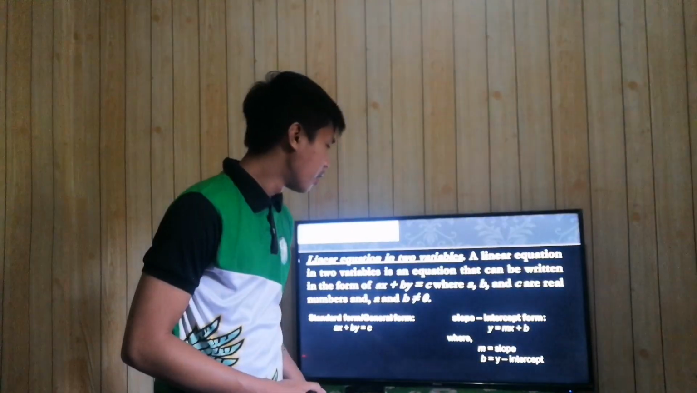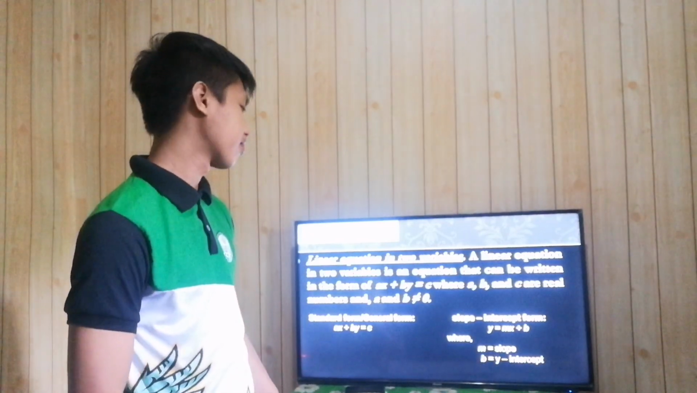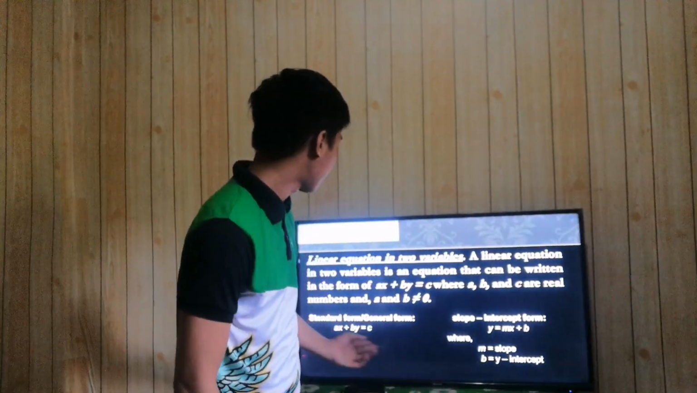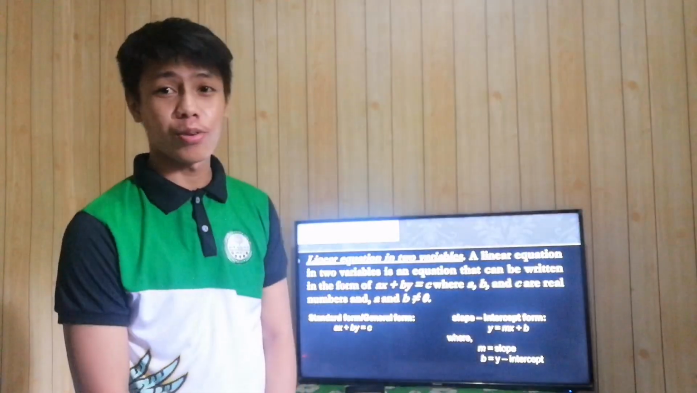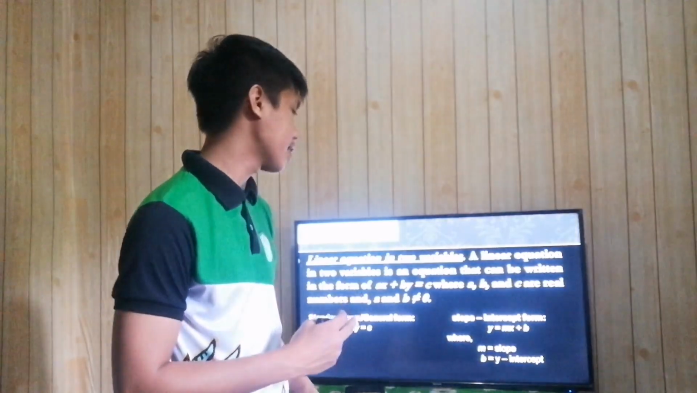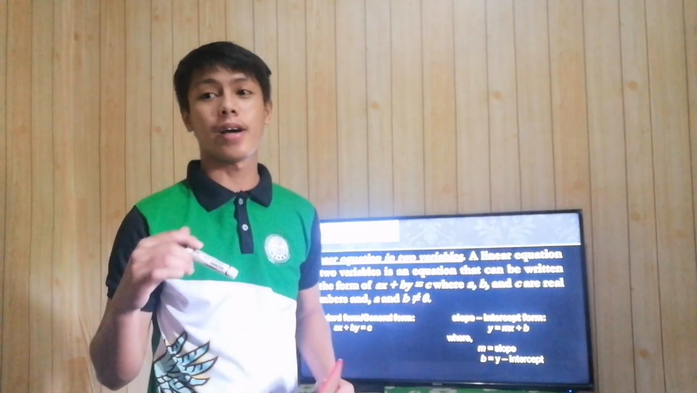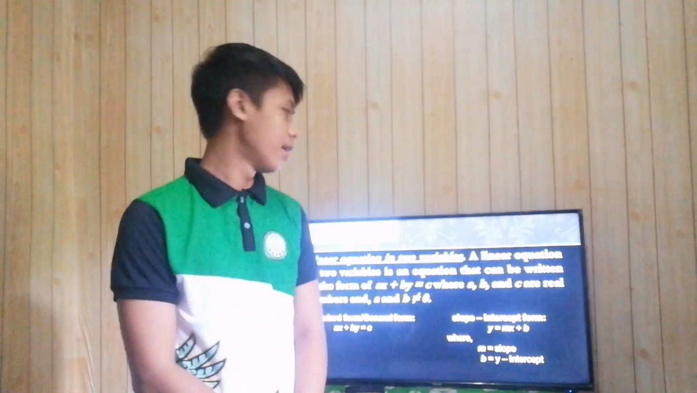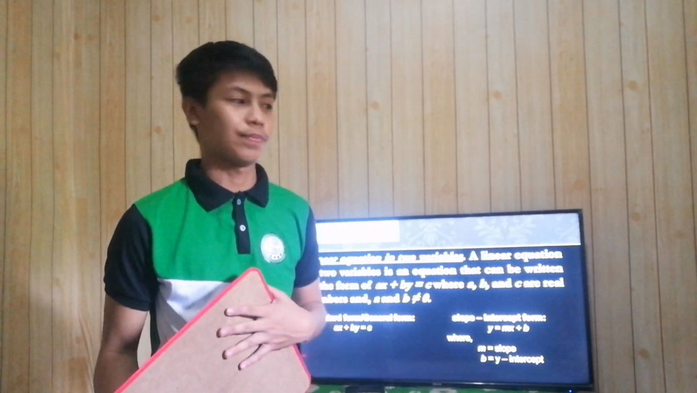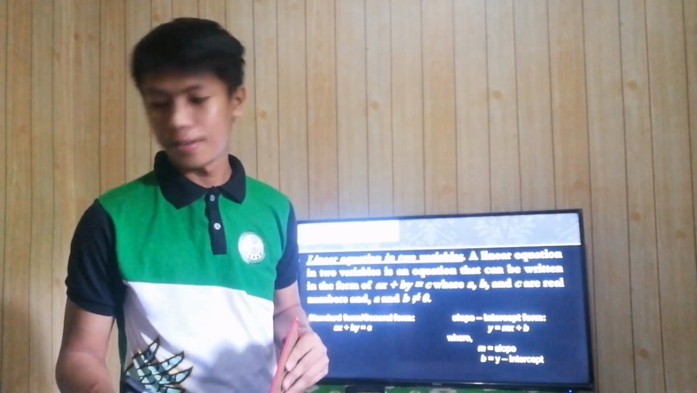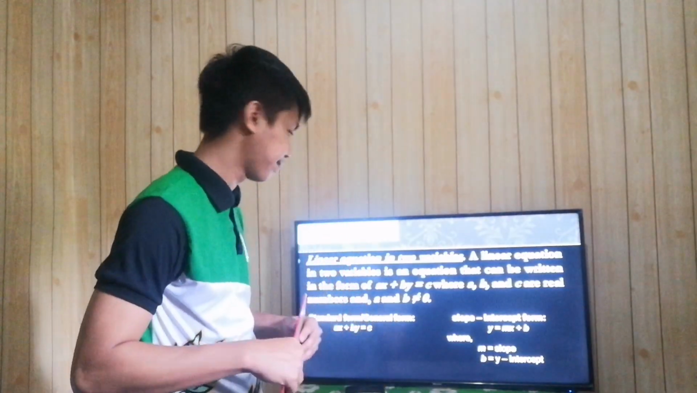Now, ito naman ang kanyang slope-intercept form. So, kita-kita natin yung difference, di ba? Ang slope-intercept form niya is y equals mx plus b, where yung m ay value ng slope natin, and yung b naman is the y-intercept. So, proceed muna natin. Magbigay tayo ng examples para mas maintindihan pa.